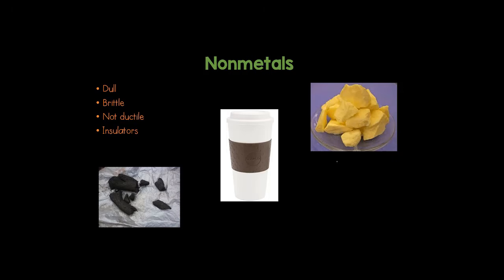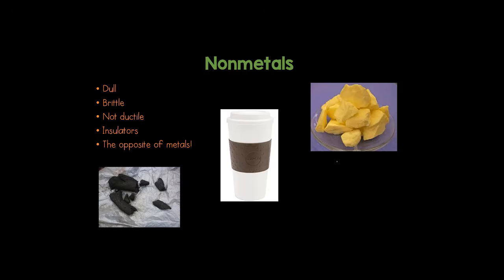Nonmetals are also brittle, which means if you hit them with a hammer, they'll break instead of bending. And they're not ductile. You can't stretch them into wires. Nonmetals are insulators because they do not conduct electricity or heat. So if you think about it, nonmetals are pretty much the exact opposite of metals.